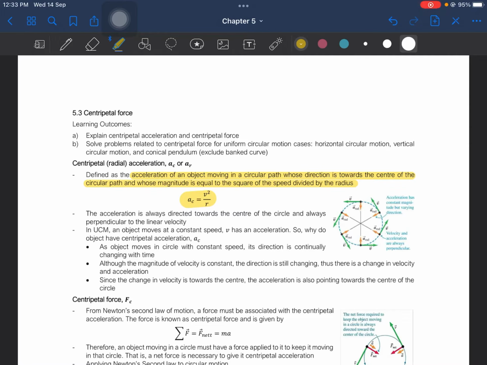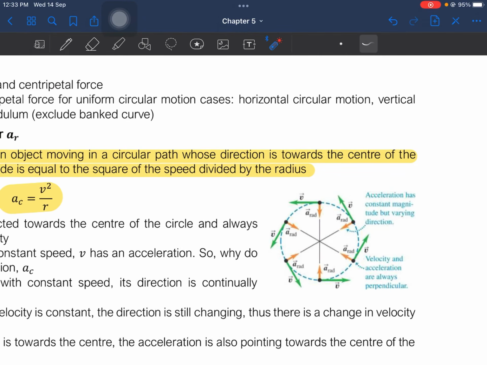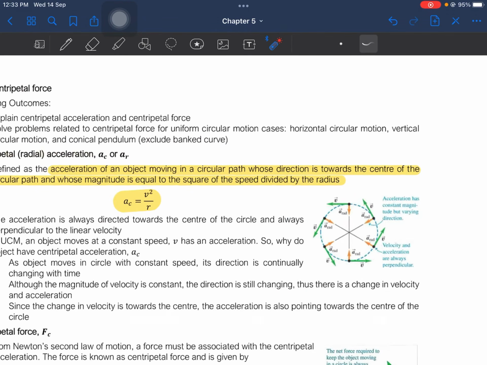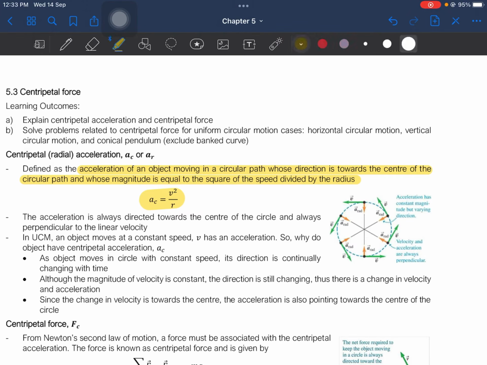Okay, so what you need to know is that the acceleration is always directed towards the center, and it is perpendicular to the velocity. Always perpendicular to the linear velocity. I have to say that because later you might say angular velocity instead. So, directed towards the center of the circle and always perpendicular to the linear velocity.